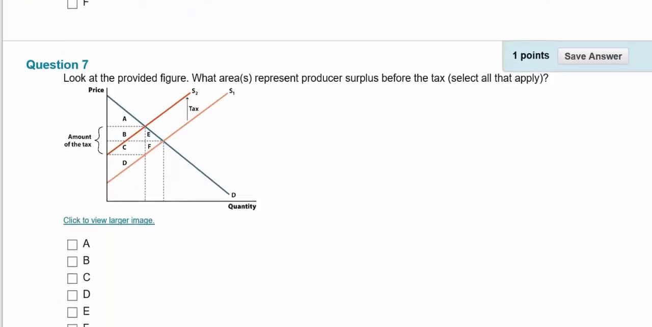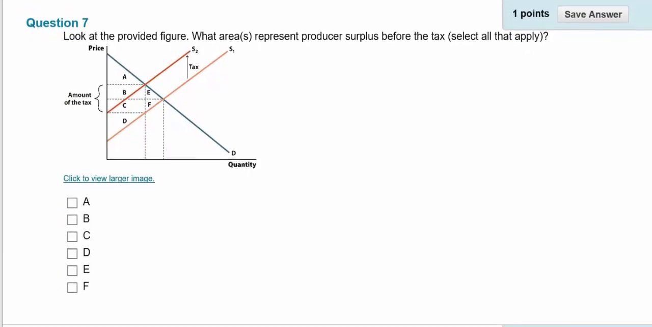We're going to look at producer surplus now. Okay, question 7 says, look at the provided figure. What areas represent producer surplus before the tax? So again, ignore the second supply curve. Okay, so producer surplus is defined as the area on the graph that is below the price but above the supply curve. So now we have producer surplus is this area, which is C, F, and D. C, D, F. All right?